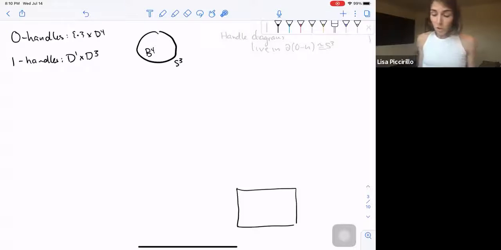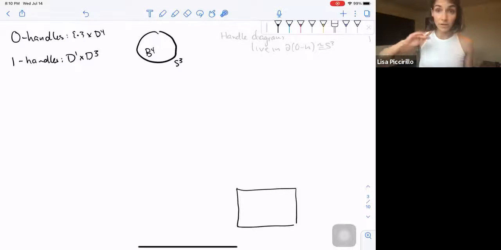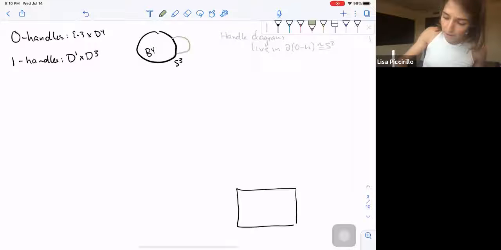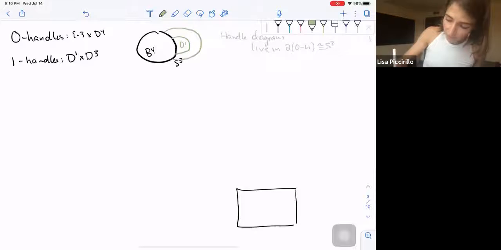Okay, great. So what's a one handle? A one handle, again, the important direction is just the first one. So we're really thinking of a one handle as basically just being an arc, a D1 attached to a 4 ball, say. But as usual, it's been thickened up. So we're really looking at something like that. And the thickening in this case is going to be a D3.